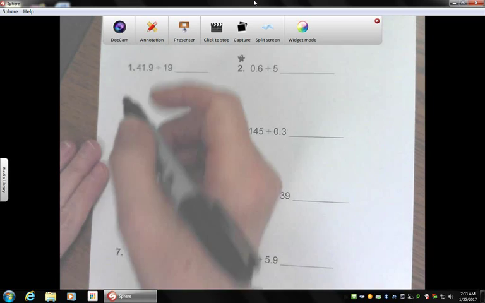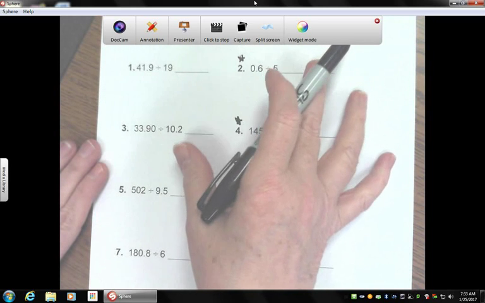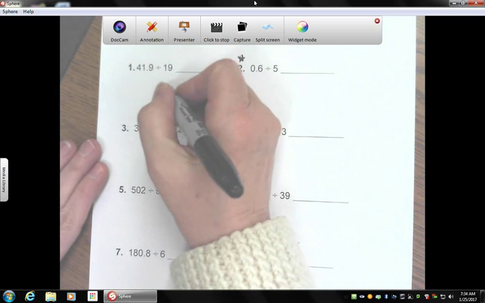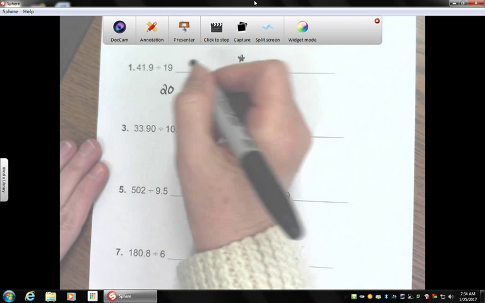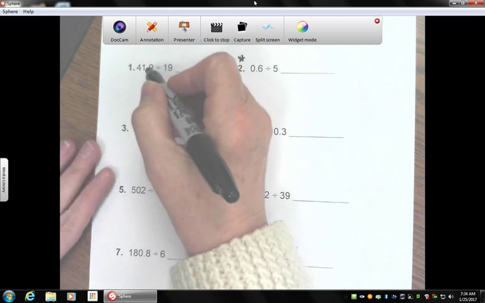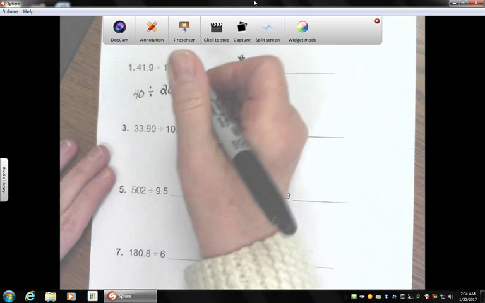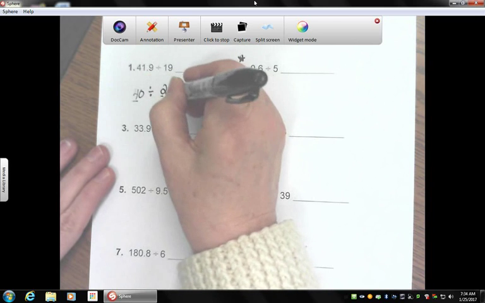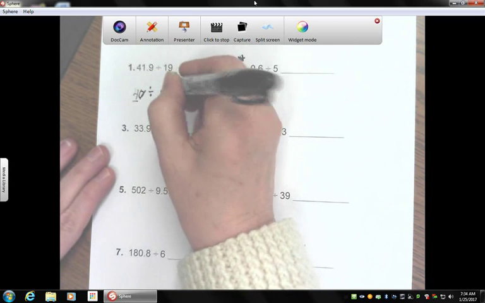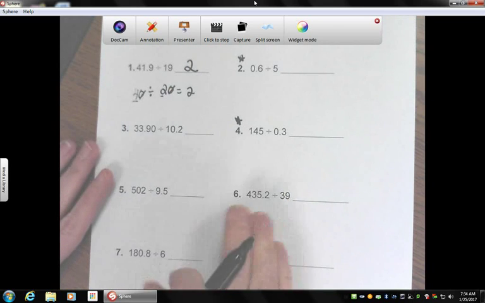So we have over here, okay, we want to use compatible numbers, which are numbers that are easy to divide with. So 19, I can round it to 20, and then if I look at 41 and 9/10, I can round that to 40, which means that 4 divided by 2 would be 2. My zeros cancel out. My answer estimate would be about 2.